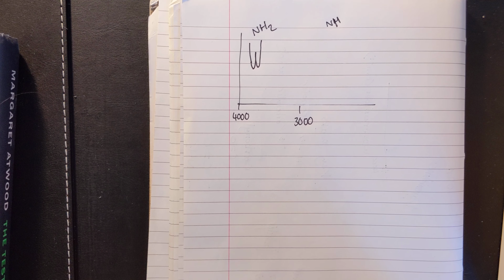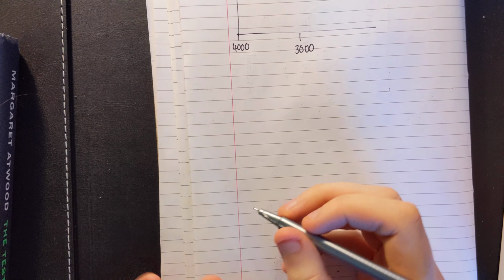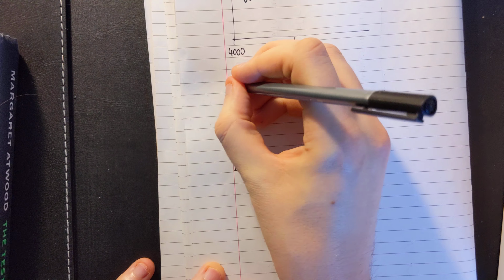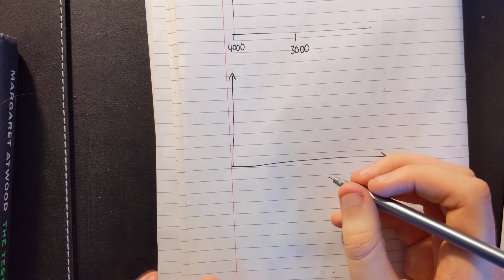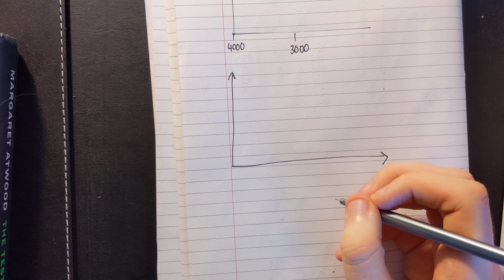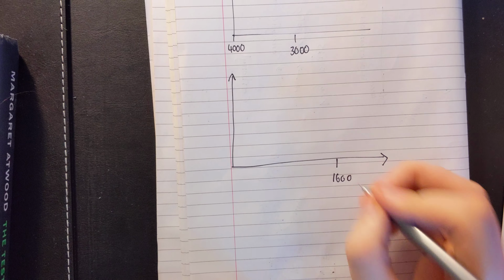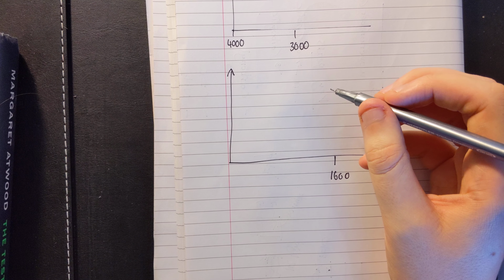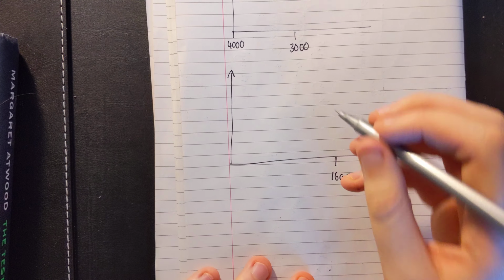We've got your key peaks. Oh, actually, I've forgotten one. I've forgotten one very important one, which is the C double bond. The C double bond typically comes in at just over 1600. I think it's about 1600 to 1650, so it's quite close to where the carbonyl peak might come in.